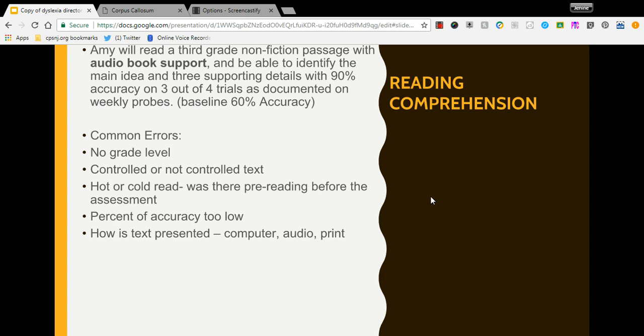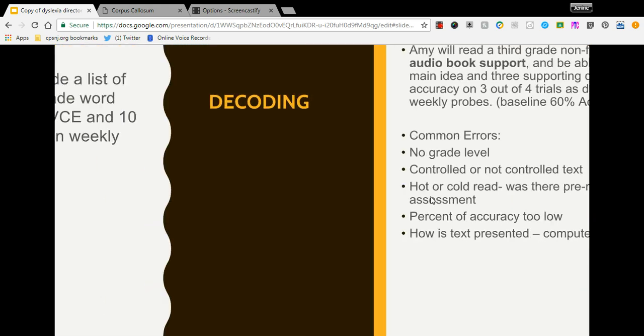So common errors with reading comprehension are no grade levels indicated. It's not indicated whether it's controlled or not controlled text. The hot or cold reads. What was the pre-reading before the assessment? Percent of accuracy could be too low. And how text is presented. Is it computer, audio, print? Is it read to the student, or are they reading it independently?